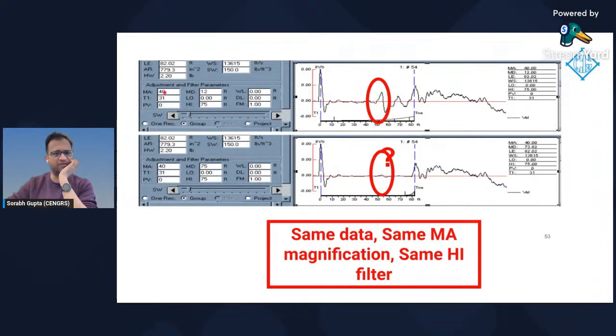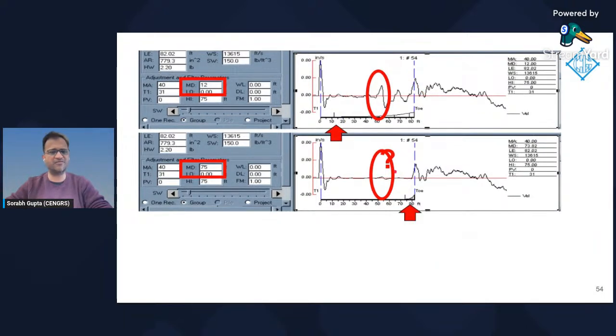I'm using the same magnification. It's 40 here, 40 here. I've used the same high pass filter of 75 here, 75 here. But why is it that the shape of my pile is completely different? If this was interactive, I would have liked to ask the audience this, but I'll answer my own question. The reason is another very important factor, which is the magnification delay. Now, I didn't talk about this on purpose. I want to explain what is magnification delay.